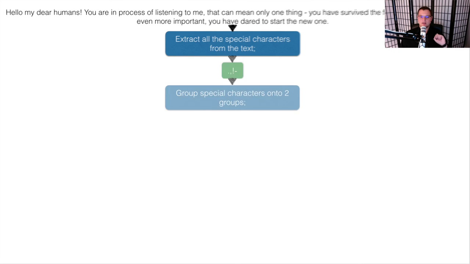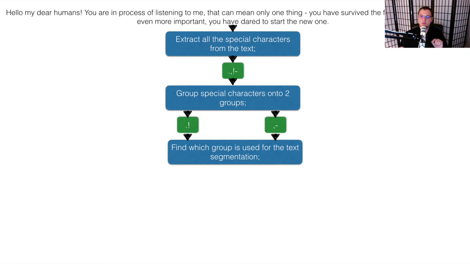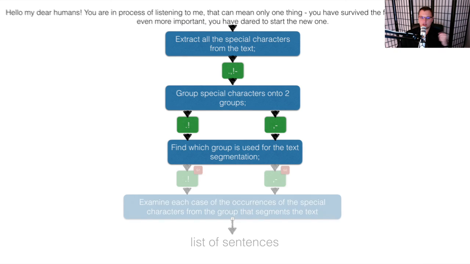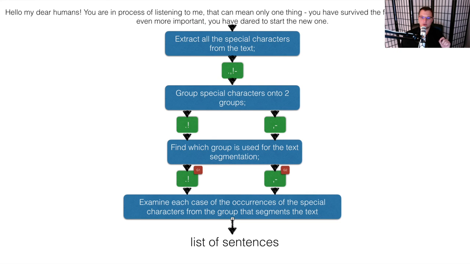Second step, we need to group special characters into two groups. Third step, we need to find which group is used for text segmentation and which one is used for splitting sentences into subsentences. And the fourth step, examine each occurrence of the special characters from the group that segments the text and determine on a per-case basis whether it is actually used to segment the text or not, like in the case of USA or other examples like this.